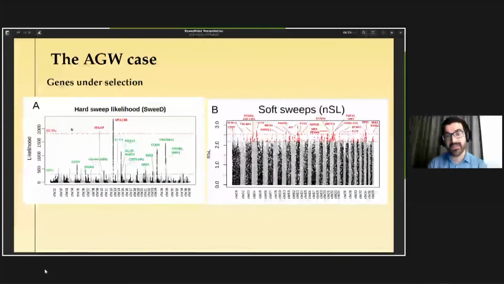When we study genes and their selection, we discover a number of genes that are outliers for the values of, for example, composite likelihood ratio statistics or nSL.